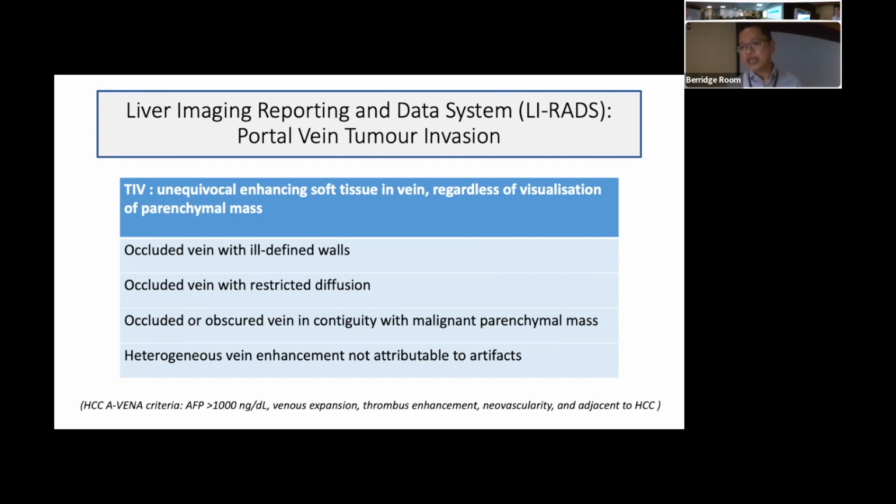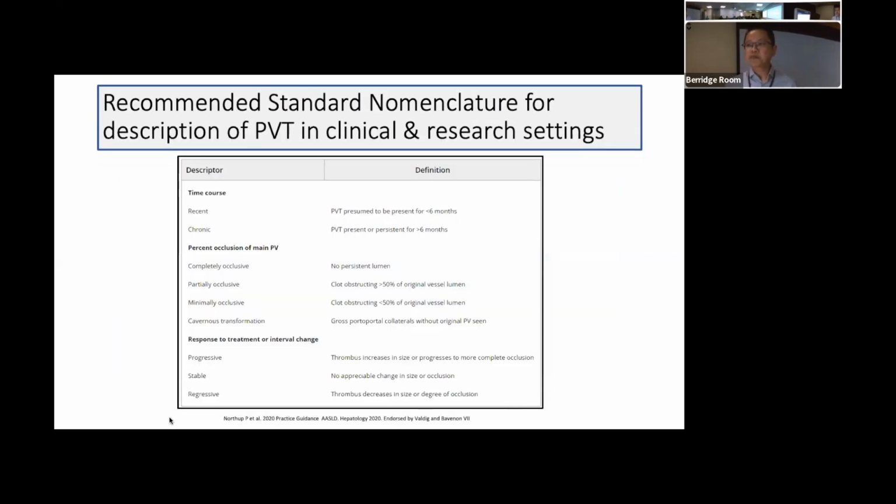I find this criteria, which is not validated, the AVENA criteria, so far in HCC very useful. A stands for alpha-fetoprotein of more than 1,000. V is venous expansion. E is enhancement, neovascularity, and also adjacent to HCC. If you see that, the high chance is that the patient will have malignant portal vein thrombosis.